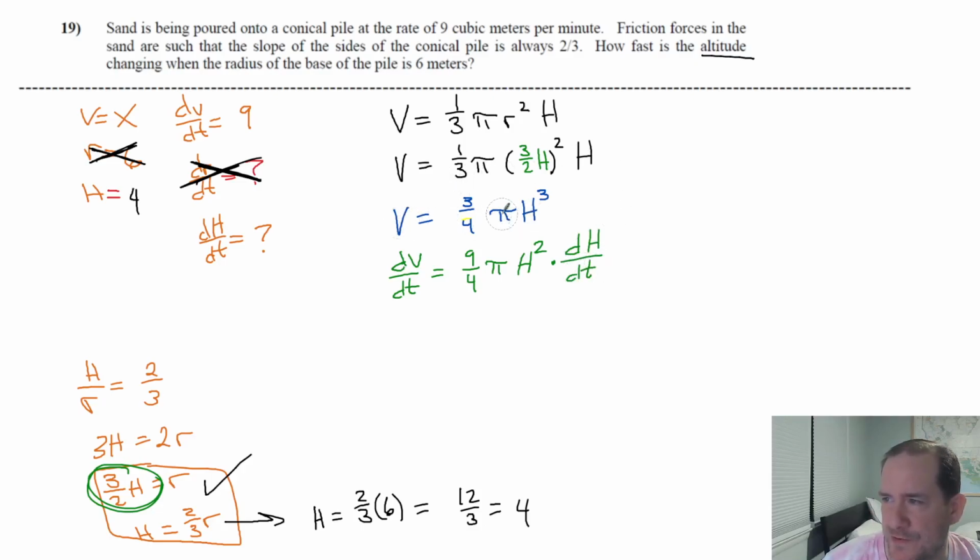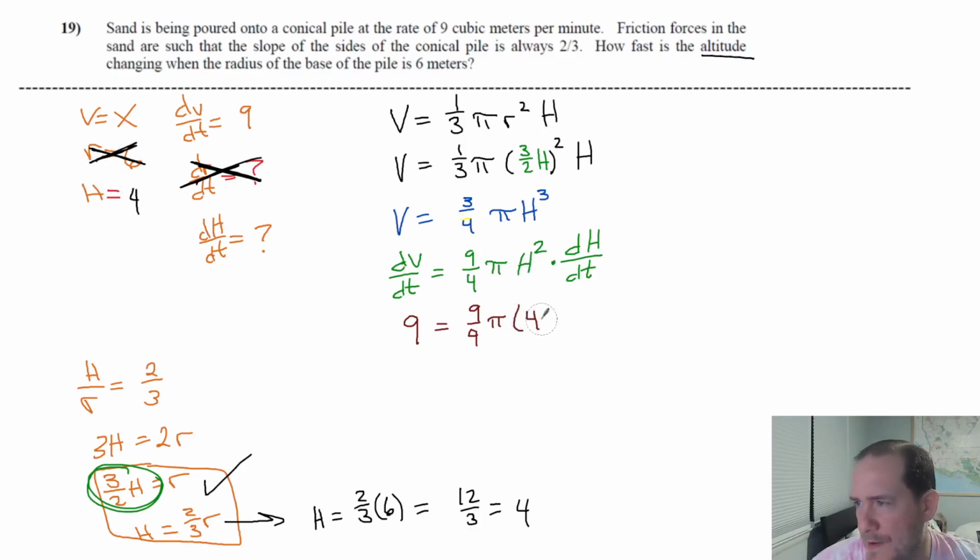So up here in blue was our sort of original volume equation. Now we're differentiating it, so here we are in green. And now we just substitute. They told us dV/dt was 9, so we'll substitute 9. Then we got this 9/4. We've got this factor of pi. H we figured out. We used the fact that the radius was 6 to figure out that h had to be 4. So in goes 4, it's squared. And then dh/dt is our variable.